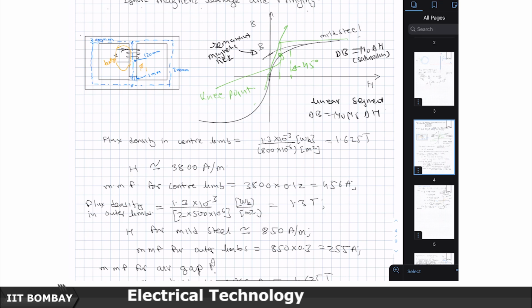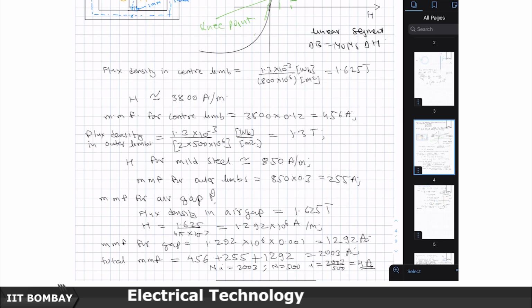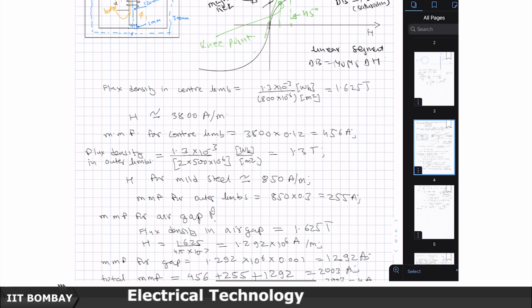and if you read it from that sheet for this particular thing, let us say it comes to around 3800 amperes per meter approximately, then the MMF for the central limb, whose length is 120 mm, as given here. This 120 mm is going to require 3800 into 0.12, or 456 ampere turns, as the MMF required for the central limb.